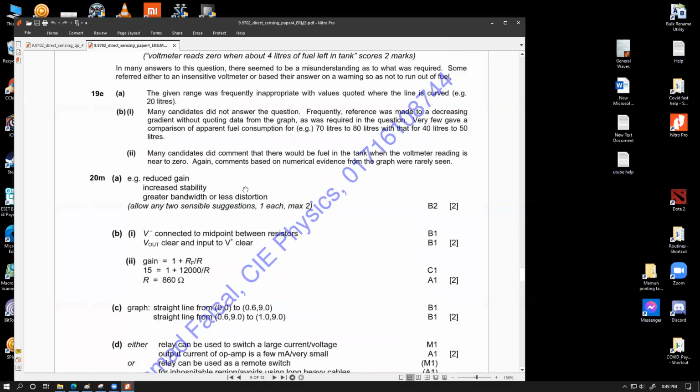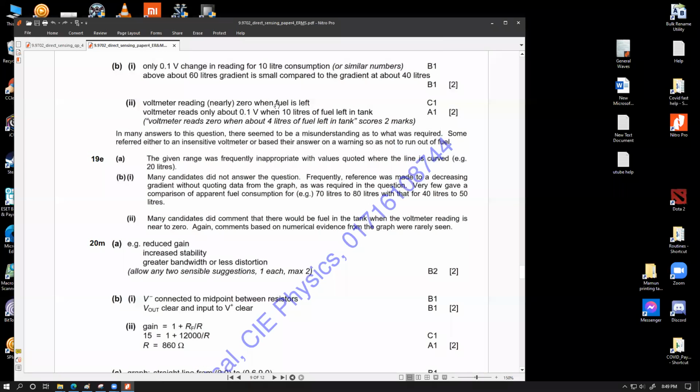Here we have voltmeter reading nearly 0 when fuel is still left. That's the first thing I told you: at around 8 liters the voltmeter reading is only about 0.1 volt. When 10 liters of fuel is left in the tank, voltmeter reads 0; when about 4 liters of fuel is left in tank, scores 2 marks. If you write the first information, you directly get 2 marks out of it.